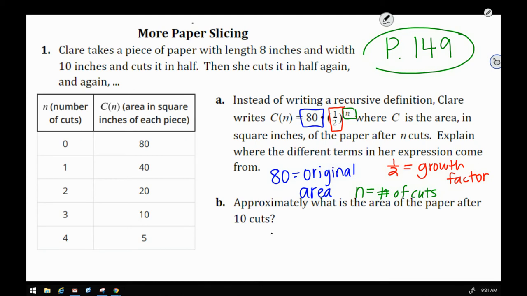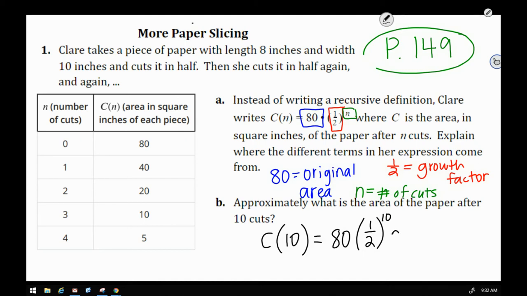Okay, let's plug in 10, C of 10. She gave us an equation, so let's use it. It's 1/2 to the 10th power. I don't really trust Claire, though. Do we? Who cuts this much paper? No one.